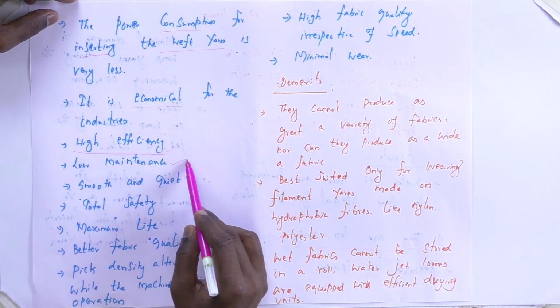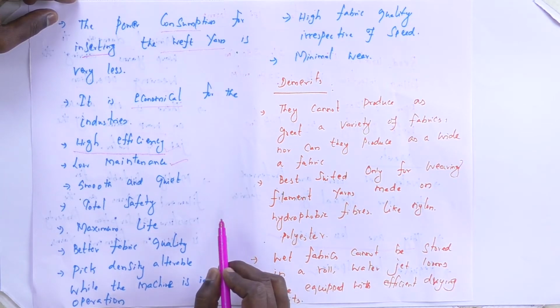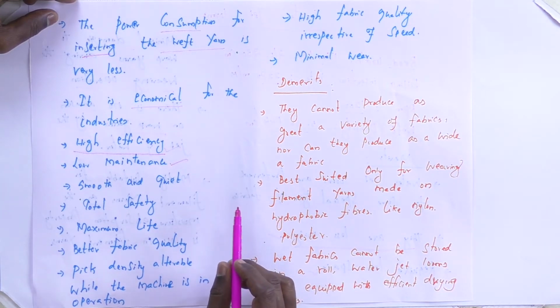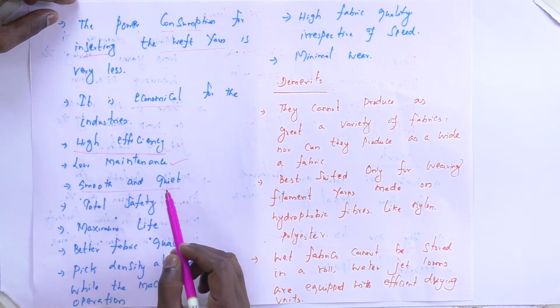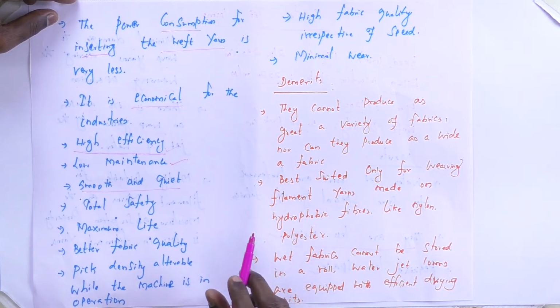Loom maintenance: the number of parts in water jet loom is very less. The number of working parts for inserting the weft or producing the fabric is less, so less maintenance is required in water jet loom. Smooth and quiet: the operation is very smooth. There is no noise, there is no picker or any checking operation or any hit operation, so the process is very smooth and very quiet without any noise.